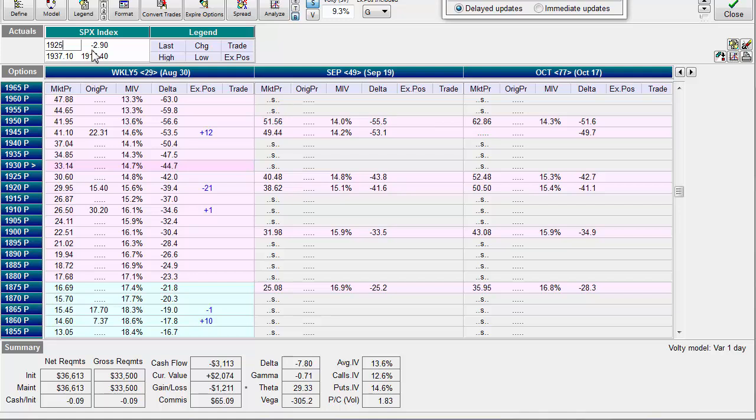1925, so 1925.42 is actually where it closed. Oh, and I have to update these prices again. Hang on a second. Okay, prices have been updated.